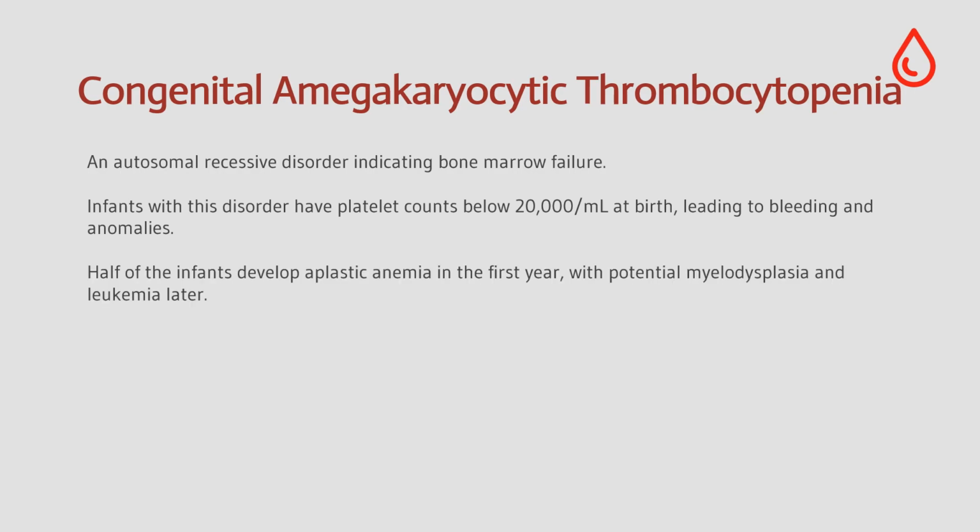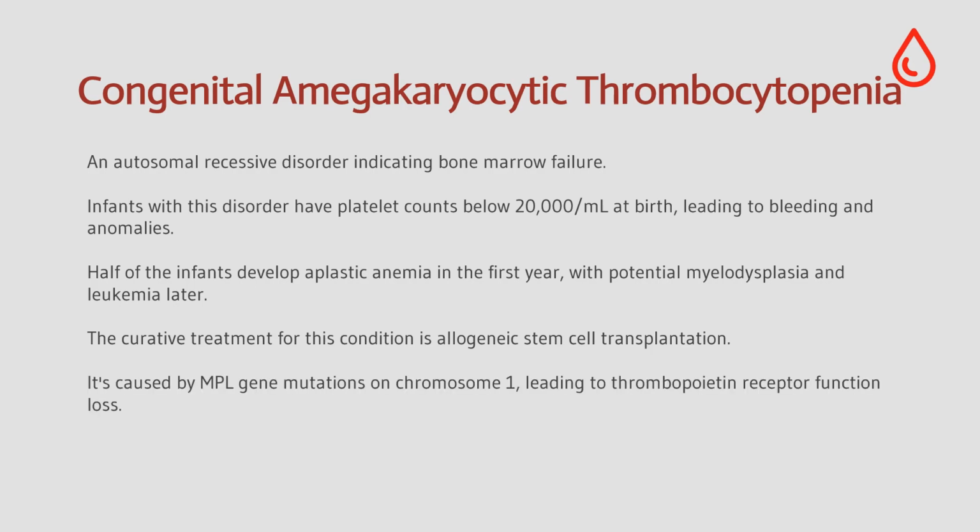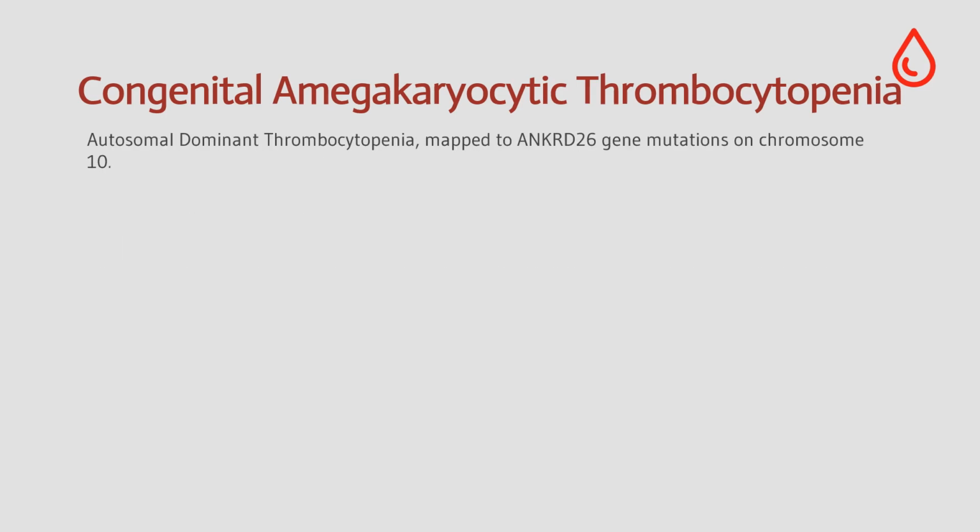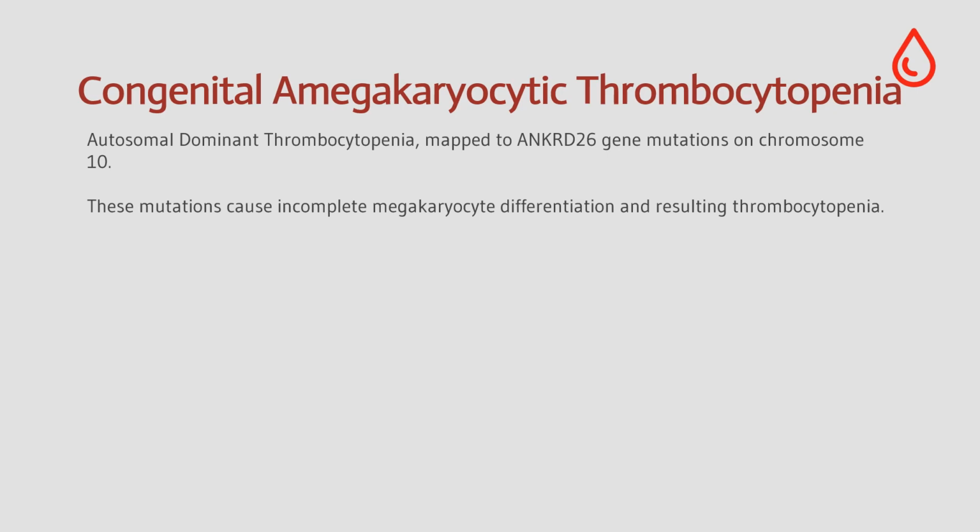Half of the infants develop aplastic anemia in the first year, with potential myelodysplasia and leukemia later. The curative treatment for this condition is allogeneic stem cell transplantation. It's caused by MPL gene mutations on chromosome 1, leading to thrombopoietin receptor function loss. Finally, let's touch upon autosomal dominant thrombocytopenia, mapped to ANKRD26 gene mutations on chromosome 10. These mutations cause incomplete megakaryocyte differentiation and resulting thrombocytopenia.